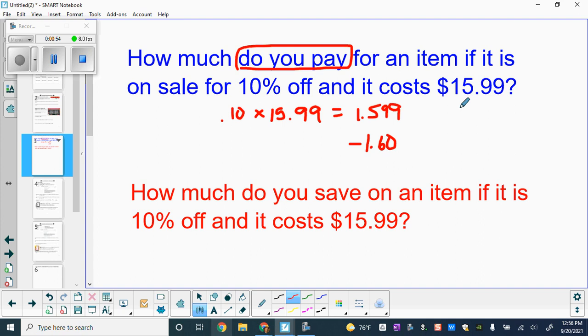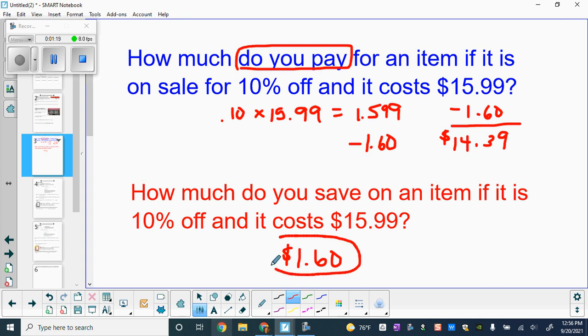So if it's $15.99 and we do minus $1.60, we're going to have a 9, a 3, and here this would be $14.39, and that's how much you would pay. So this right here, you actually subtract. For a question like down here, if it asks how much do you save on an item, we'd be done after the $1.60. Okay? So a lot like in our last class, we're either going to stop or we might have to do a little bit of extra math.